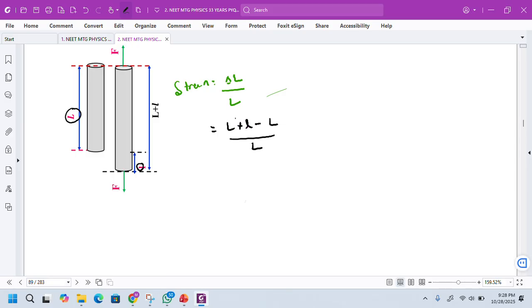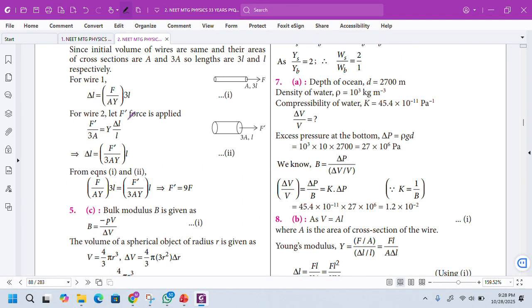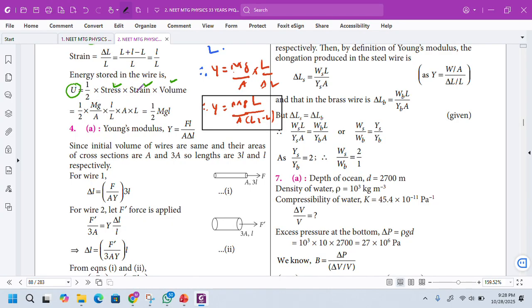Then what happens here? It is plus L and minus L, so it gets cancelled. Then the strain is equal to small l divided by capital L. This is our strain. So the stress and the strain are calculated: strain is small l divided by capital L.